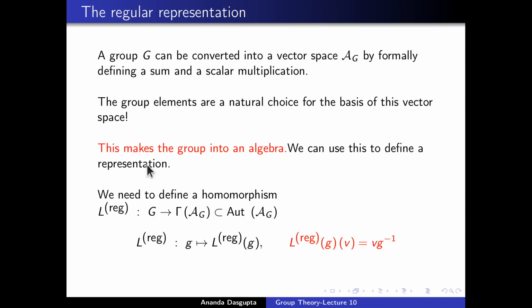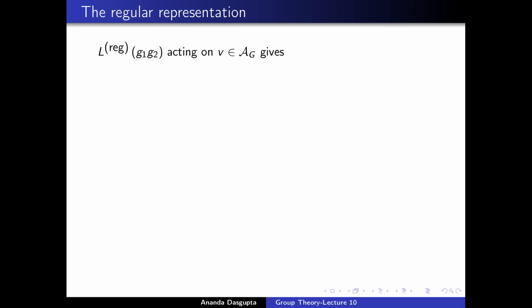Of course, to qualify as a representation, L-reg must be a homomorphism. What that means is, L-reg acting on G1, G2 must give me L-reg G1 times L-reg G2. In order to see whether this is true, what we can do, of course, is take L-reg G1, G2 and apply it on an arbitrary vector, small v, belonging to curly A of G, that is the group algebra of the group G. Now, by our rule, what this gives is V times G1, G2 inverse.